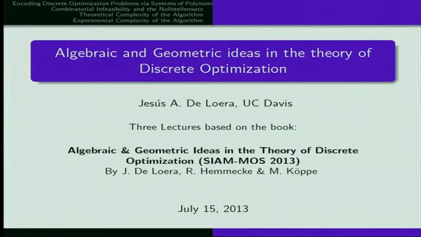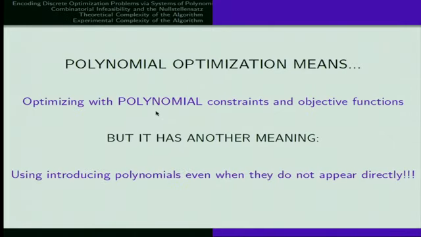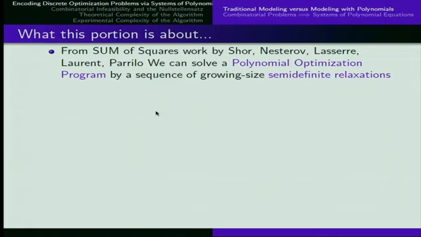So, polynomial optimization. We have been seeing how you have a set of polynomial constraints and a polynomial objective function that you want to optimize. But to me, polynomial optimization also means that when you have an optimization problem, you should look at polynomials to help you solve the problem. And I want to give you a particular instance which is very telling of that. So here's the connection to this morning.